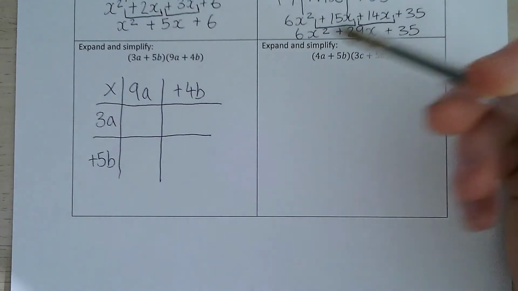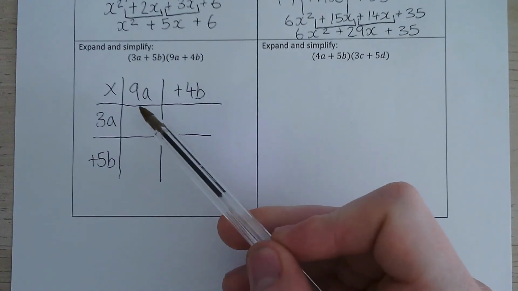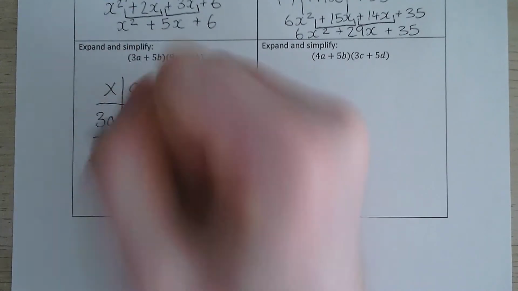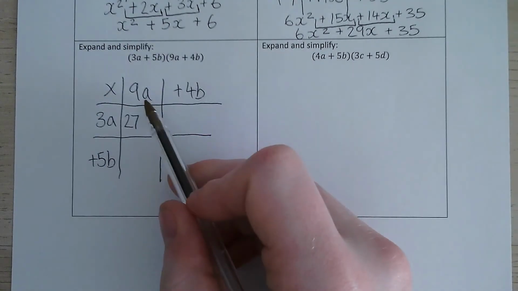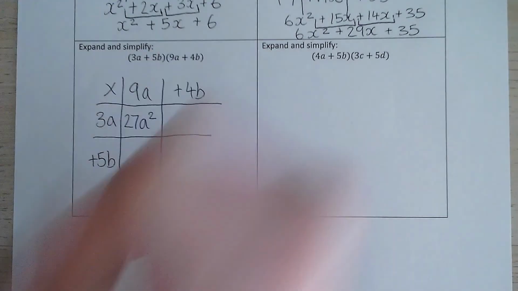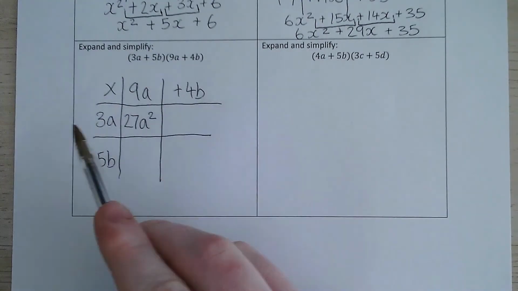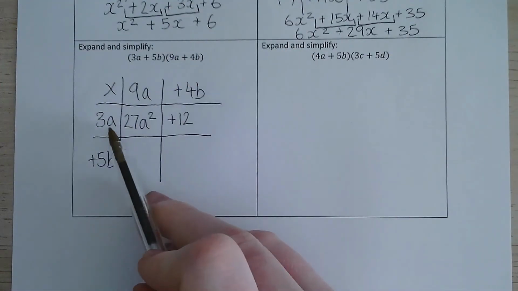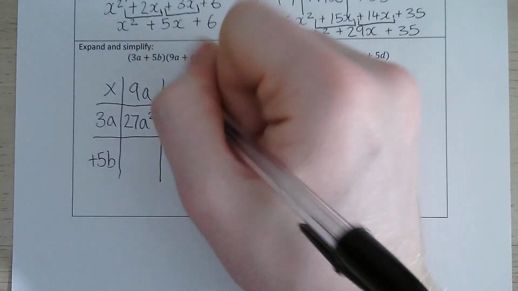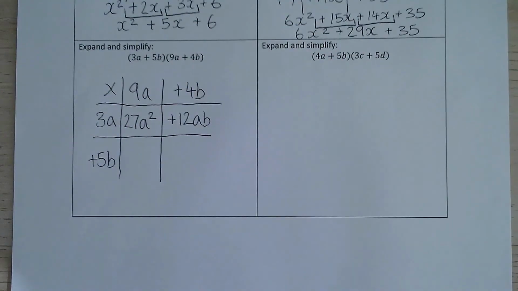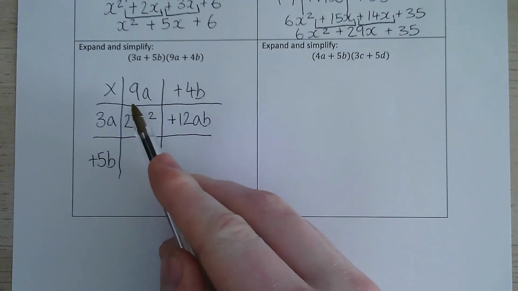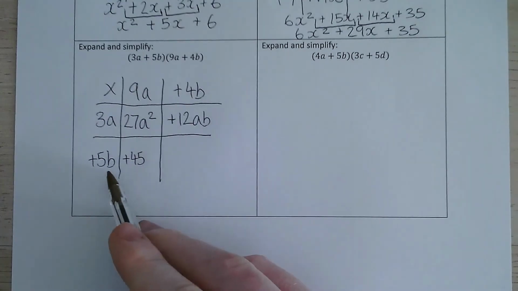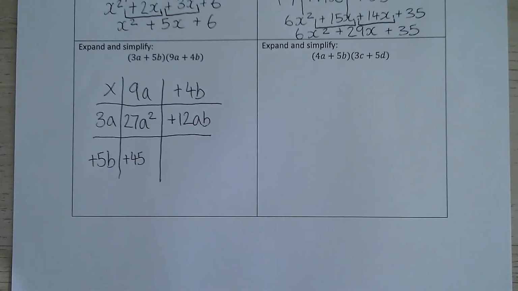Now we do our multiplying. 3a times 9a, we'll multiply the numbers together first. So 3 times 9 is 27. A times a will be a squared. Positive 4 times 3 is positive 12. A times b is ab. Positive 5 times 9 is positive 45. And b times a is ba.